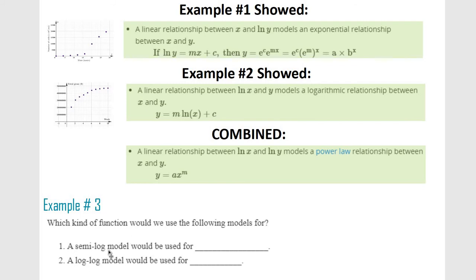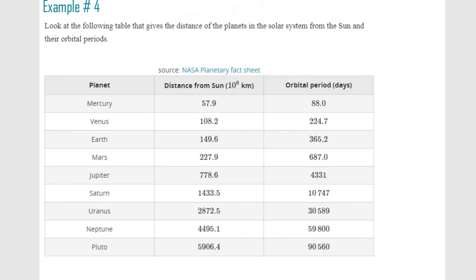So, knowing the definitions, a semi-log model would be used for exponential and logarithmic functions, logarithmic relationships. A log-log model would be used for power law. Semi-log, where only one thing is being taken the log of. Log-log, both of them are taken the log of, right? Kind of makes sense. So let's do a power law.